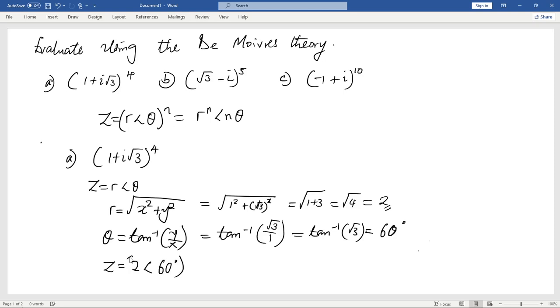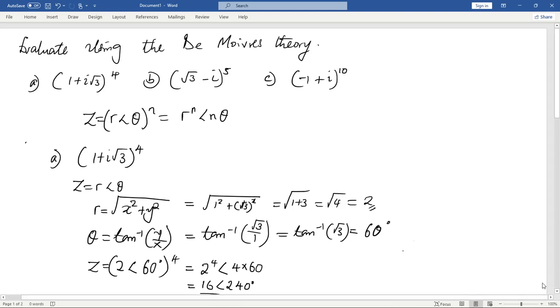So now, remember in our question, this is raised to the power 4. So if this is raised to the power 4, this will just be equal to 2 to the power 4, and we have 4 multiplied by 60. So therefore, we're simply going to have 2 to the power 4, we get 16. Then this is going to give us 240 degrees.